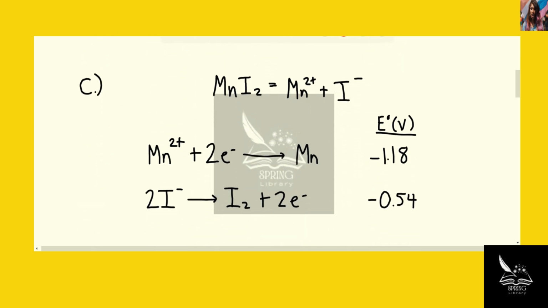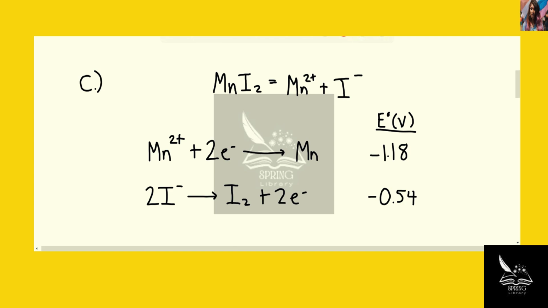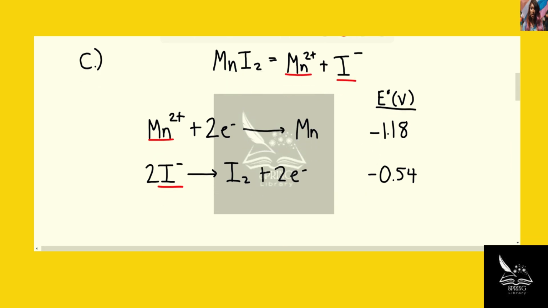And finally, in part C, we have MnI2. So we have Mn2+ and I- ions. So from the standard reduction potentials list of the half reactions in that table, we can find these two half reactions that correspond to Mn2+ being reduced and I- being oxidized, where we had to again flip the reaction of I2 being reduced. And so again, the first reaction is undergoing reduction and will therefore occur in the cathode, while the second reaction will again occur in the anode and undergo oxidation.